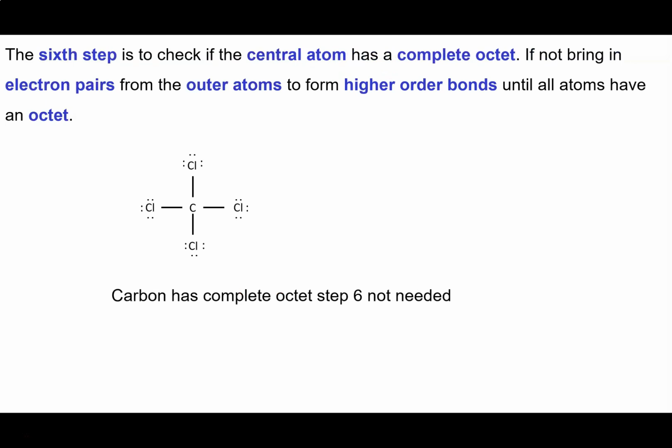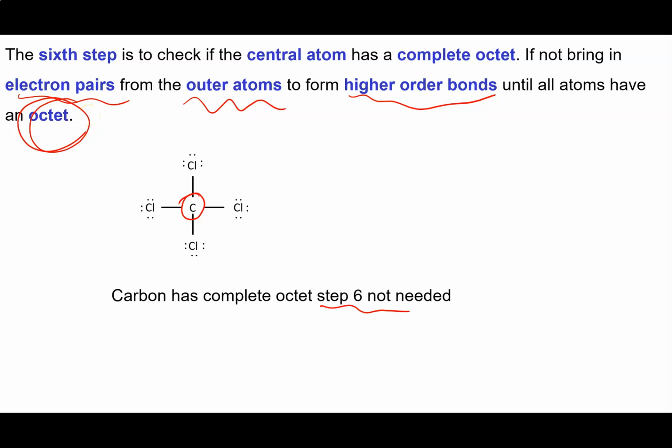The 6th step in drawing the Lewis structure of a covalent compound is to check our central atom and see if it has an octet. So in our case, 2, 4, 6, 8, it does, and we don't need to do anything for step 6. But if you have a compound and your central atom doesn't have an octet, because you can't add in any more electrons because your electrons have all been used up, what you're going to do is bring in electron pairs from the outer atoms to form either double or triple bonds until your central atom has an octet. And I'll do an example of that in a moment.